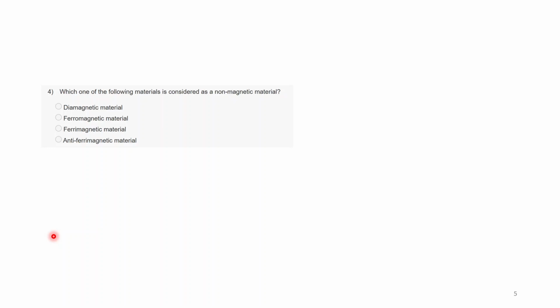Which of the following materials is considered as the non-magnetic material? Options are diamagnetic, ferromagnetic, ferrimagnetic and anti-ferrimagnetic material. So your answer will be diamagnetic. So ferromagnetic, ferrimagnetic, these will have some domains which will be aligned. In anti-ferrimagnetic also some domains will get cancelled out, which will make it anti-ferrimagnetic, but when you apply some outside magnetic field, it will show some response.